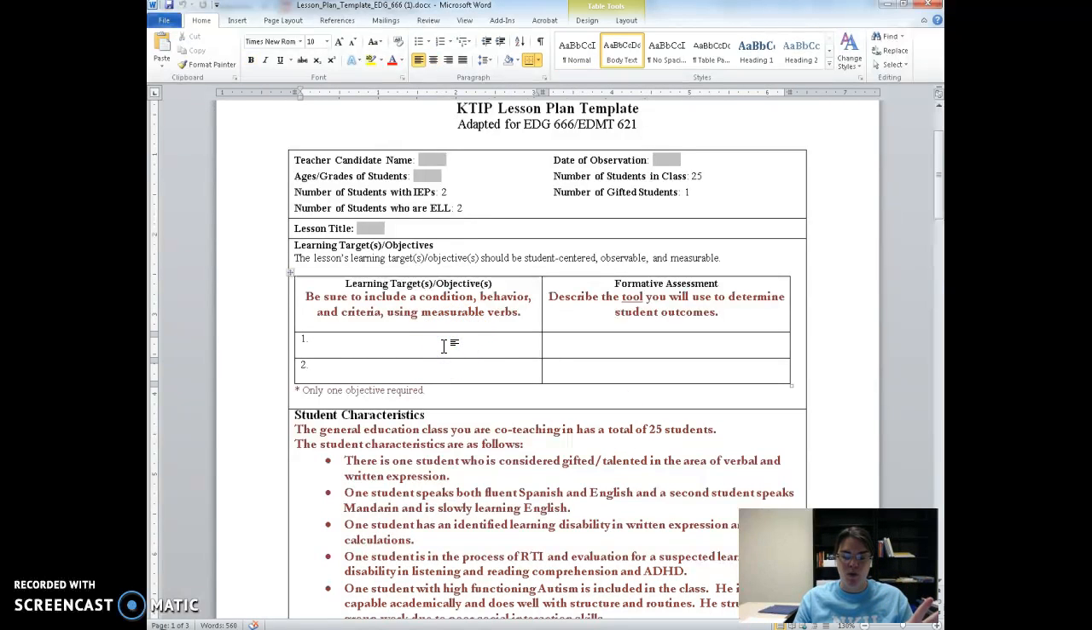You only need to write one learning target. You can write two if you want, but you definitely just need one, and then think about how you're going to assess that learning target. So just like we practiced in Module 9, how are you going to assess it? Are you going to use a behavior checklist? Are you going to use teacher observation data, things like that?